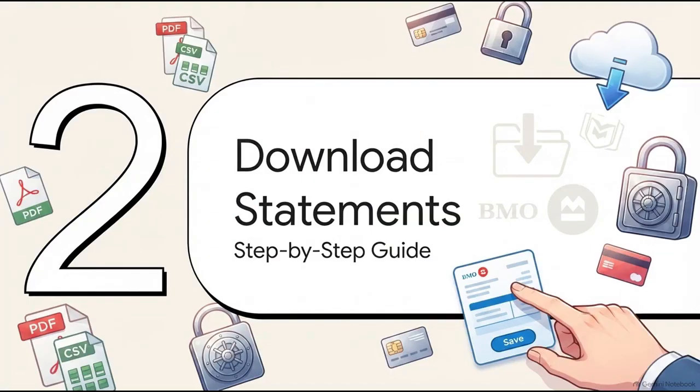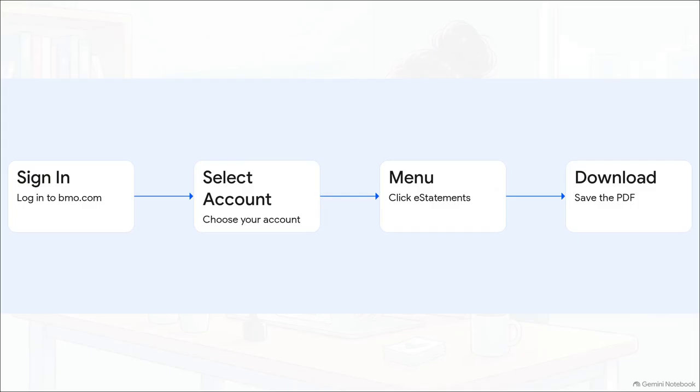Section 2. Downloading your statements. All right, let's dive into the core tutorial. If you're on a desktop, the process is wonderfully straightforward and stays evergreen regardless of minor interface updates over time. First up, sign in to BMO Online Banking. That's BMO.com for Canadian accounts and BMO.com/US for our US folks. Next, select your specific checking, savings, or credit card account right from the dashboard. Click on E-Statements or View Statements in the Options menu. Then, simply choose your statement period and click Download PDF to save it locally.